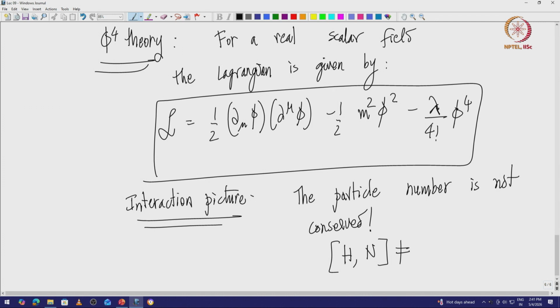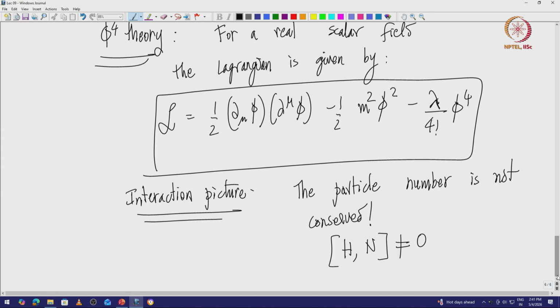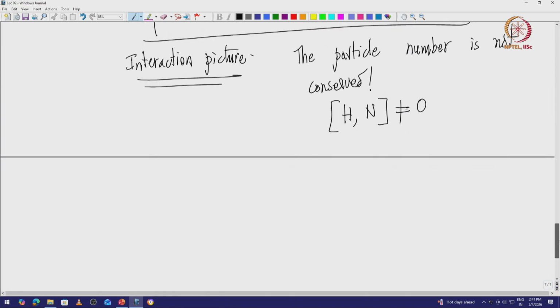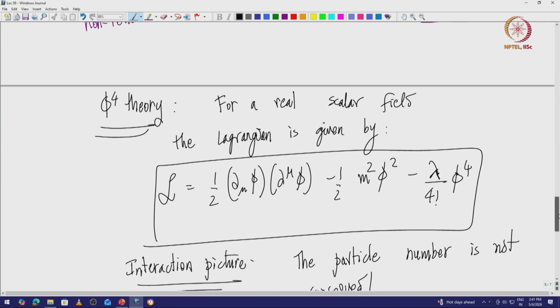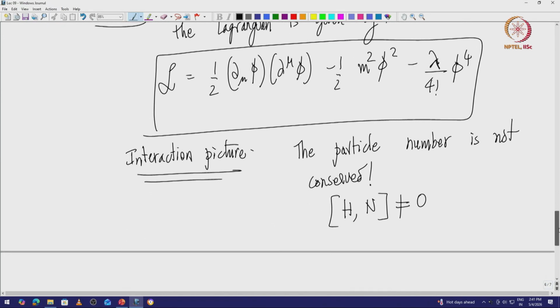The commutator of H with N is not equal to 0. So this tells you that you can actually calculate the number operator, look into it, and see that it does not commute. It tells you that the number operator is no longer a conserved quantity.